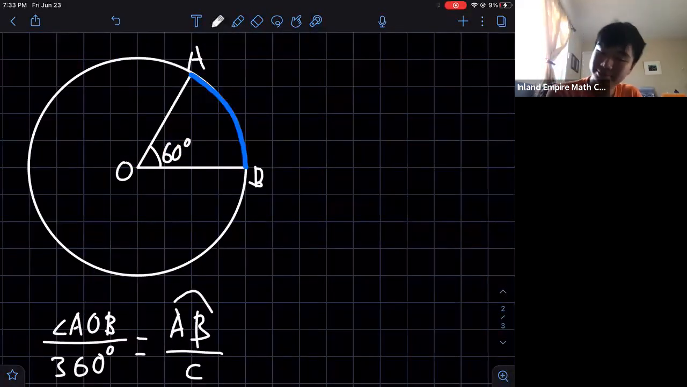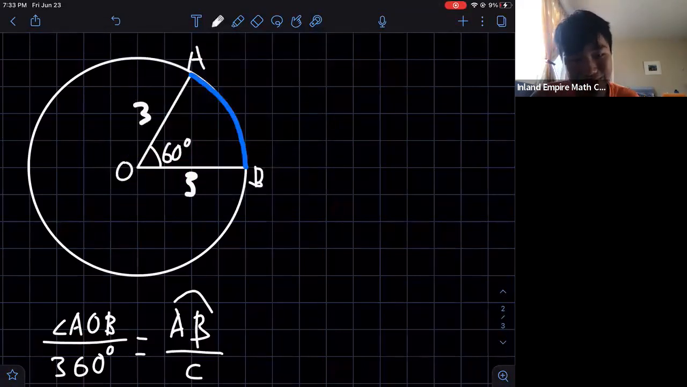Well, we can figure that out. First, let's label the radius as 3 as usual. We could figure this out using a very similar method as before. I'll give you a moment to think about it based on this formula, or if you have any questions about what we just talked about before, then feel free to ask. I'll give you maybe 3 minutes to think about this.